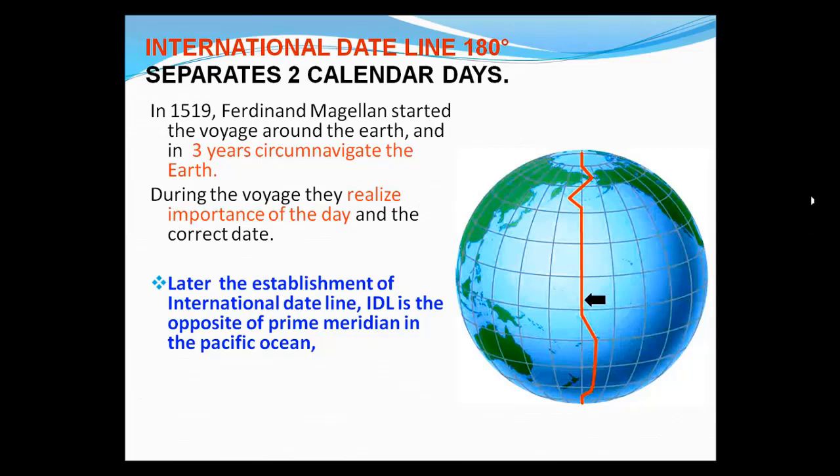Now why the need for the international date line? In 1519, Ferdinand Magellan started a voyage around the earth and in 3 years circumnavigated the earth. During the voyage, they realized the importance of the day and the correct date.